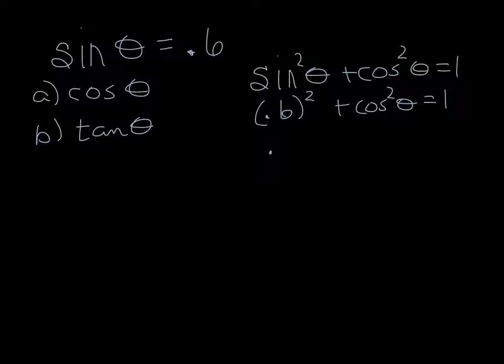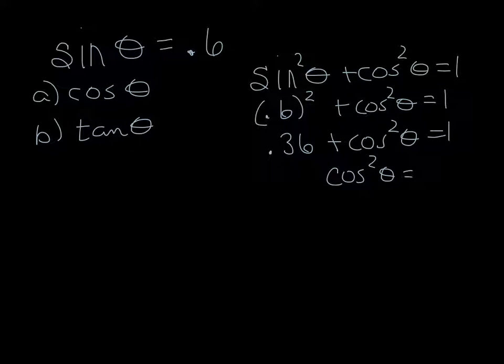All right, so we get 0.36 plus cosine squared is 1. So cosine squared is 1 minus 0.36. So the cosine of theta, it's an acute angle, so it's going to be first quadrant. I'm only worried about positive. The cosine of theta is the square root of 0.64, which is 0.8. The cosine is 8/10.